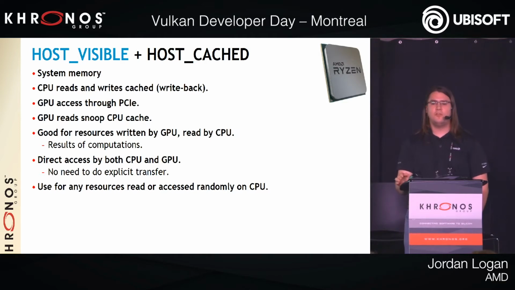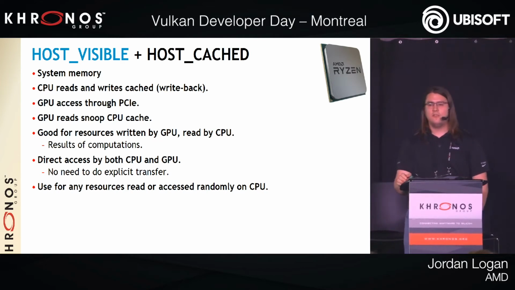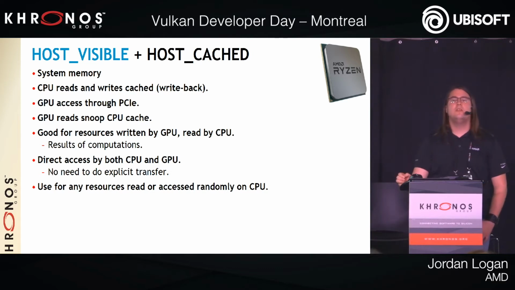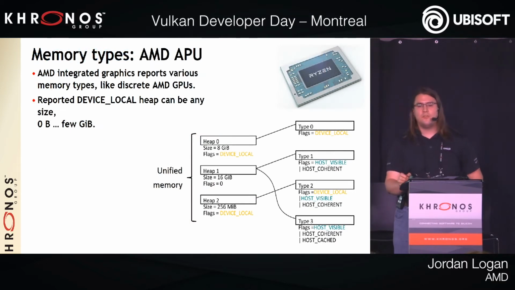Finally, we have the host visible host cached. This is system RAM. You'll find this acts just like the memory you're used to in C and C++, with reads and writes cached. The GPU can also read this memory and snoop the CPU cache. There's some added latency to that. And you'll typically want to use this for any readback resources that you need fast reads from the CPU, or even if you're doing random access on them. And since the GPU can write to this, you can even skip transfers. Okay, so those are the 4 typical types you'll see.